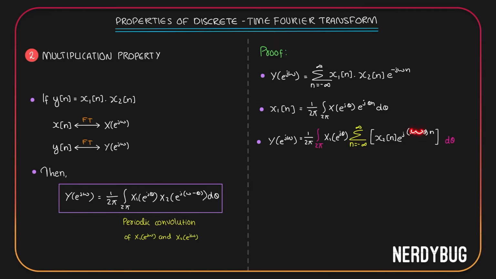If we had e raised to j omega n, we would call it X2 of e raised to j omega. But since we have omega minus theta, we are going to call it X2 of e raised to j omega minus theta. Then Y of e raised to j omega becomes 1 by 2 pi integral over an interval of 2 pi X1 of e raised to j theta X2 of e raised to j omega minus theta d theta. And that is exactly what we have written over here. It is the periodic convolution of the Fourier transforms of x1 of n and x2 of n.